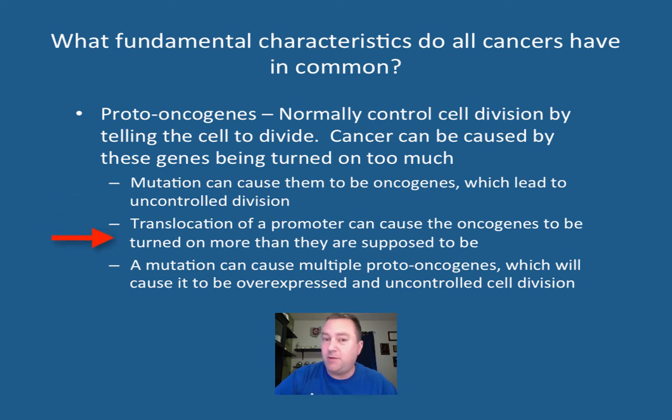But there could also be some other genetic problems that can lead to this, such as a translocation. A translocation of the promoter can cause this oncogene to be turned on more than it should be, and that will lead to the uncontrolled cell growth. Now, there also could be a mutation where you basically have a multiplication or a duplication of these proto-oncogenes, which can lead to them being expressed way too often, and therefore an increased amount of cell division, therefore cancer.